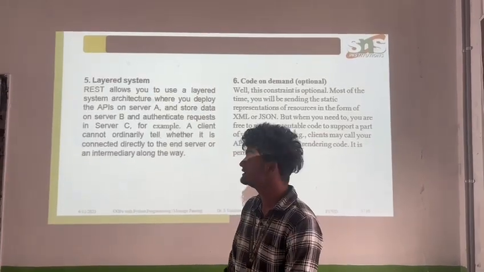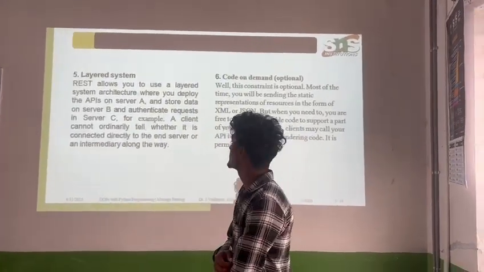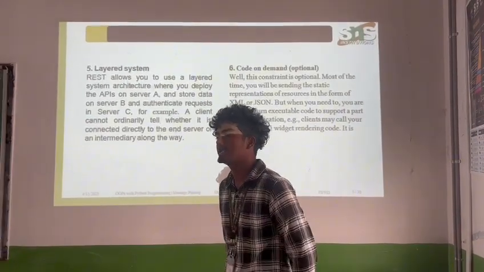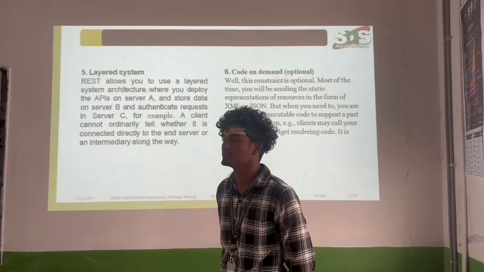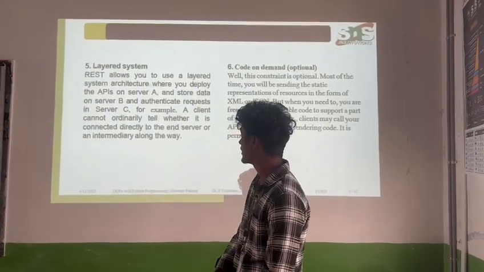Layered system. REST allows you to use a layered system architecture, where you deploy the API on server A, store data on server B, and authorize requests on server C. A client cannot ordinarily tell whether it is connected directly to the end server or to an intermediary along the way.